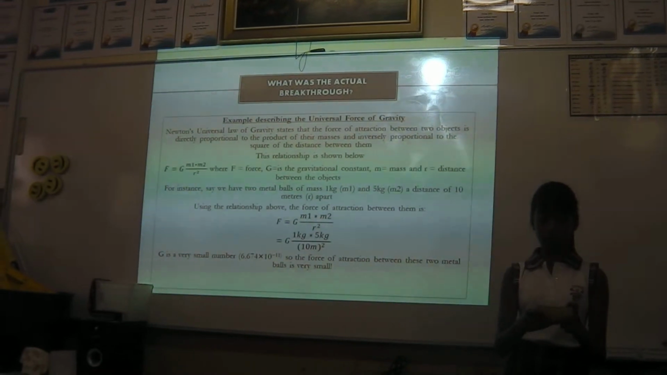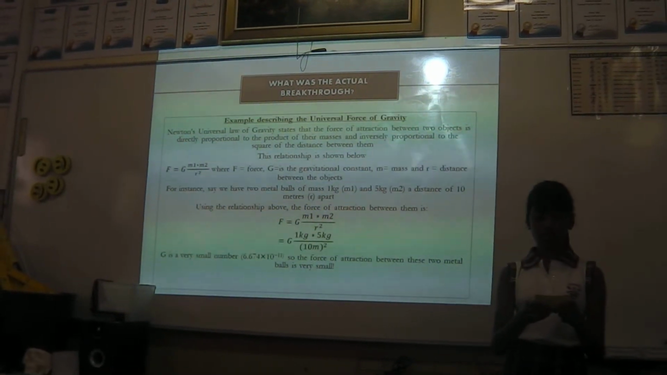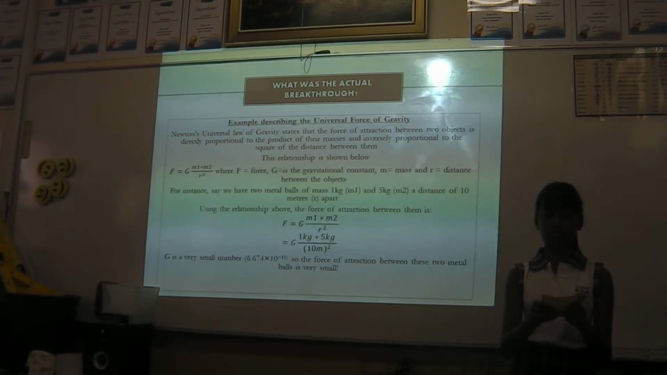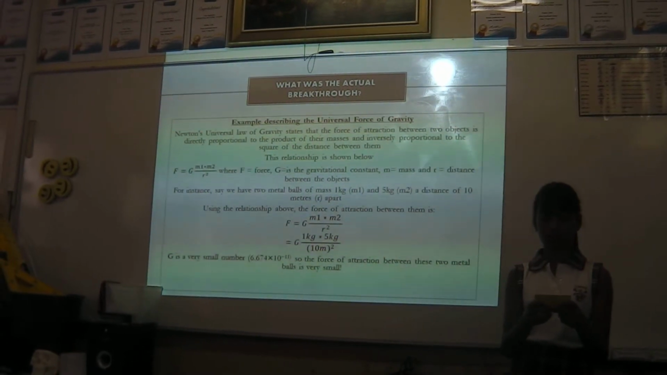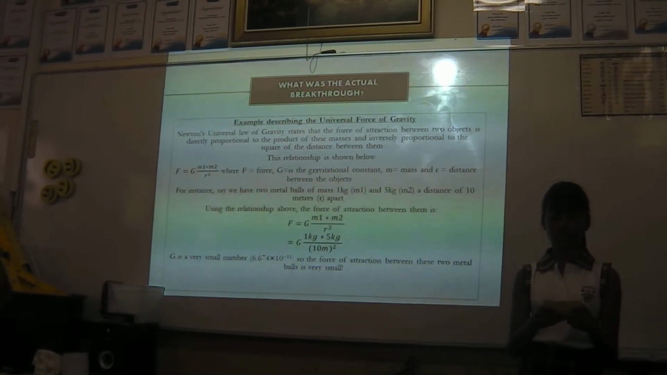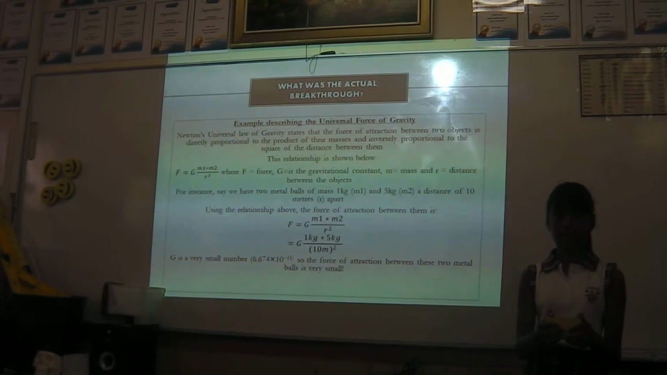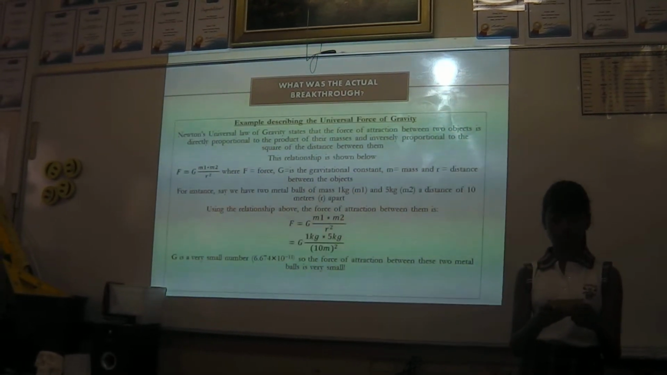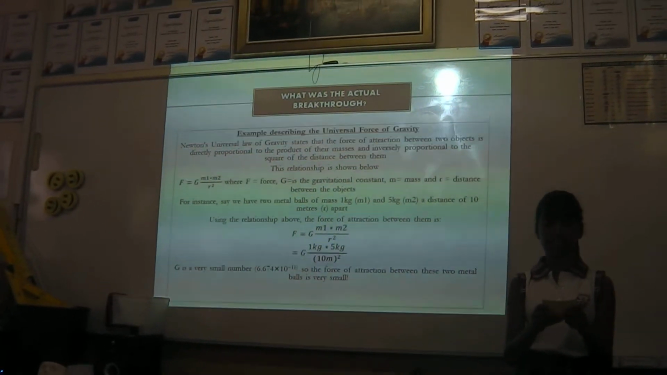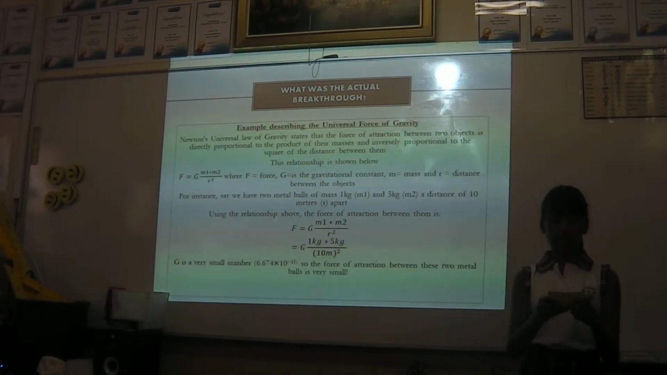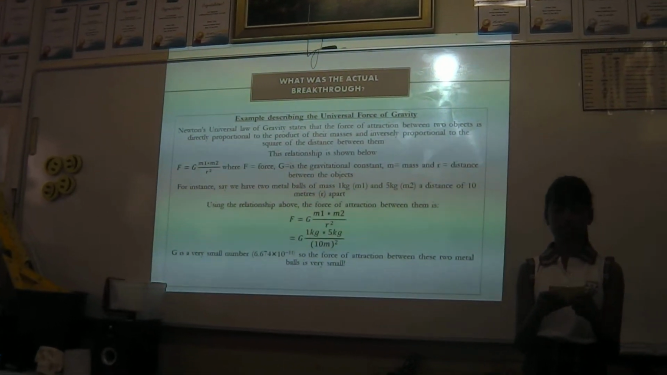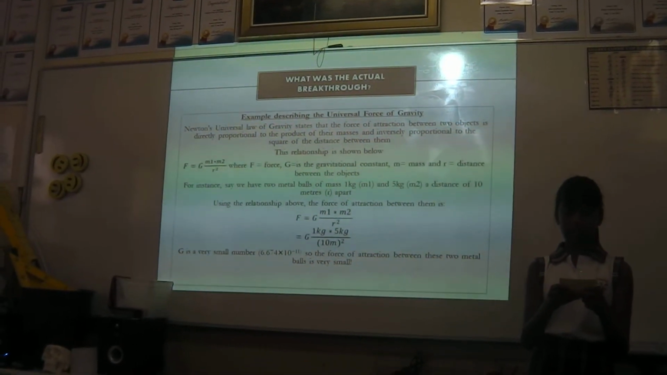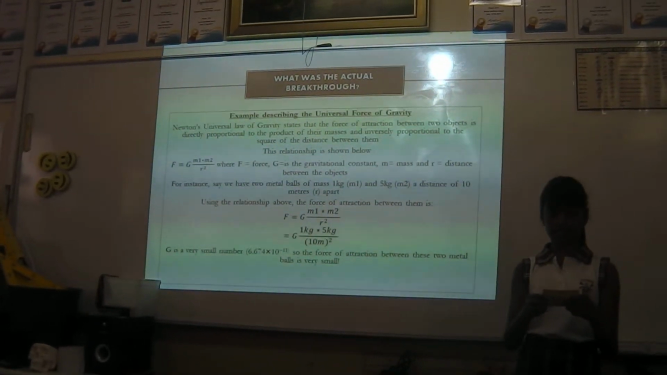What was the actual breakthrough? Newton's universal law of gravity states that the force of attraction between two objects is directly proportional to the product of their masses and inversely proportional to the square of the distance between them. In simpler language, if the mass increases, the force increases, and if the distance increases, the force decreases.